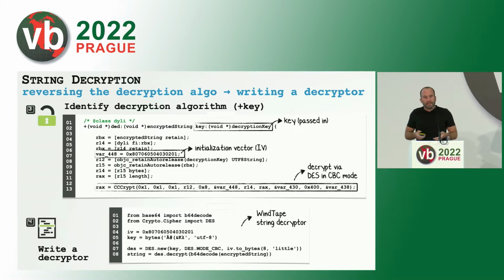Obviously, we take a closer look at that DED method, and we confirm that, yes, this is the decryption method. It takes an encrypted string and a decryption key, which is hard-coded in the malware, and then decrypts the encrypted string via DES in CBC mode. So armed with this knowledge, we can very easily now write a decryptor for the malware. It's about 8 lines of Python, really nothing too complicated. We import the crypto libraries, and since we know the key and the initialization vector, which again is hard-coded into the malware, we can very trivially now decrypt the embedded strings.